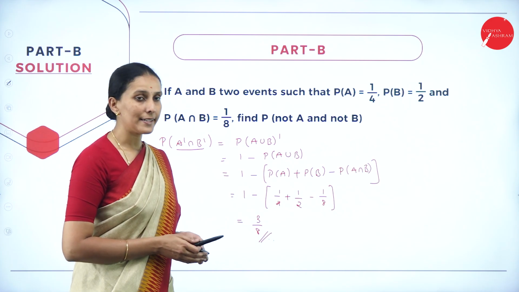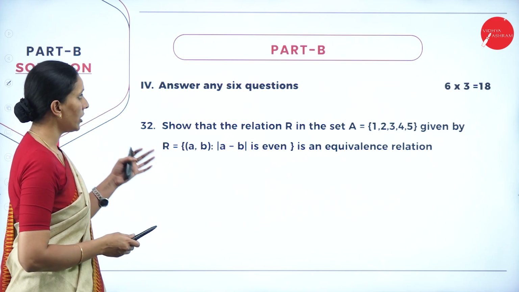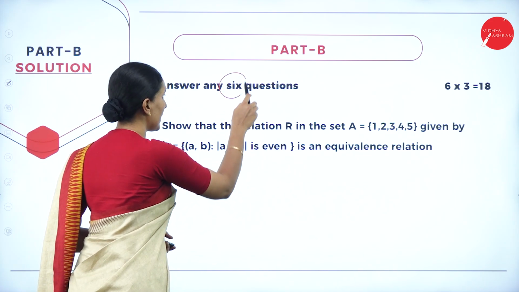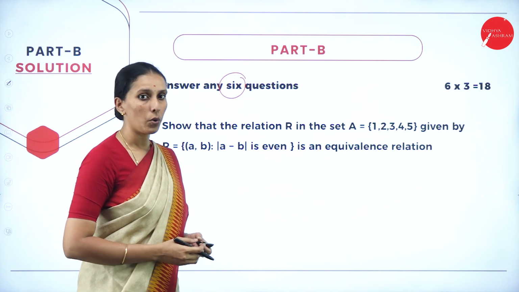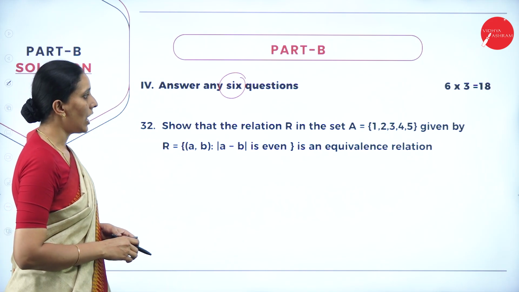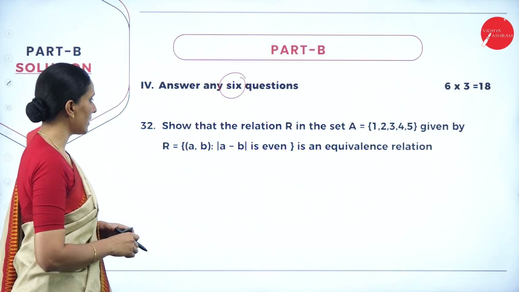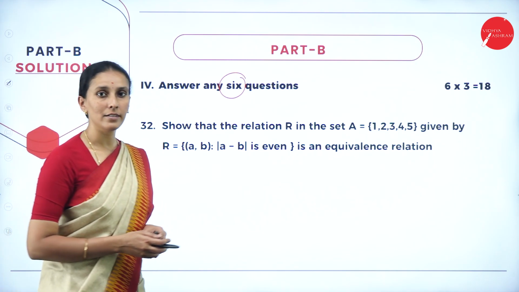Let's move to the part C section, which is questions from the 3 marks category. So here also you will be given 11 questions, but you are supposed to answer any 6. But now I am solving all the 11 questions. Show that the relation R in the set A = {1, 2, 3, 4, 5} given by R = {(a, b): |a - b| is even} is an equivalence relation.